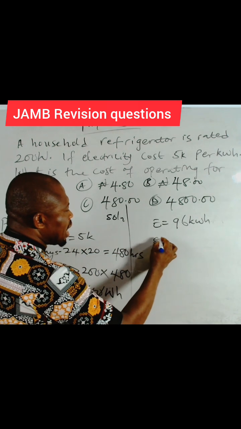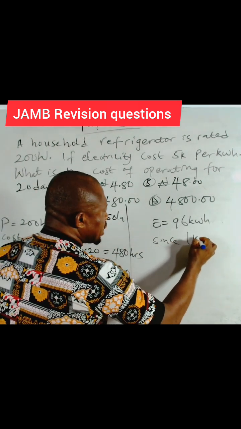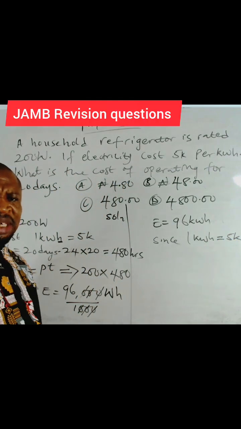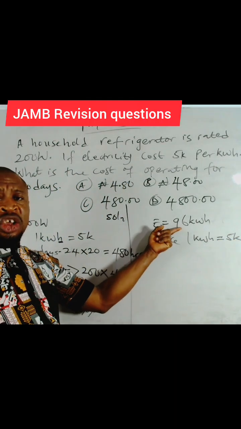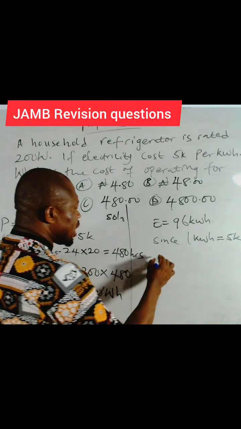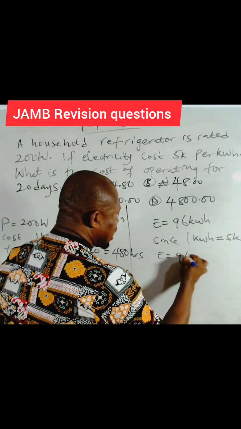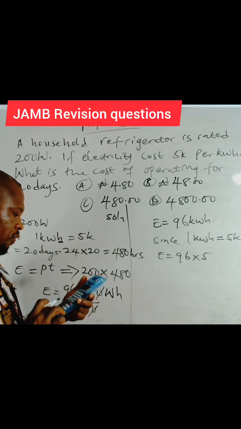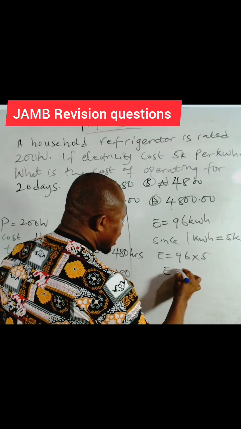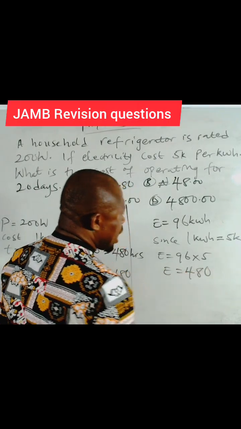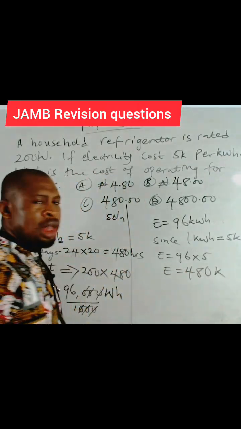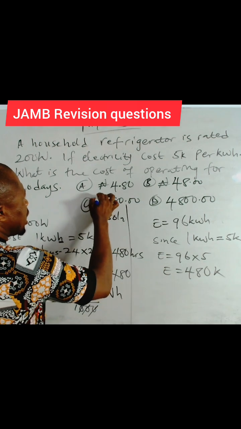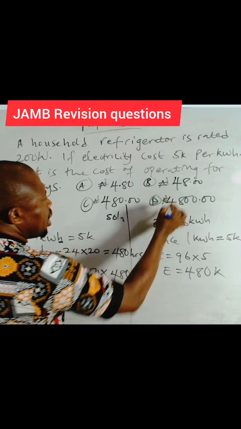Finally, since 1 kilowatt hour costs 5 kobo, now 96 kilowatt hour will cost 96 multiplied by 5. 96 multiplied by 5 will give us that the energy is 480 kobo. Now, 480 kobo. Remember, all these things are in naira.